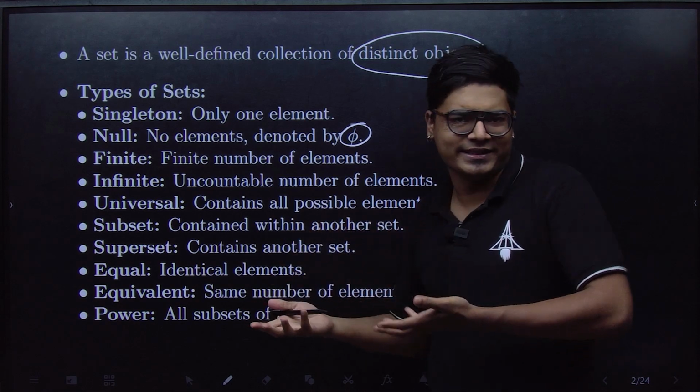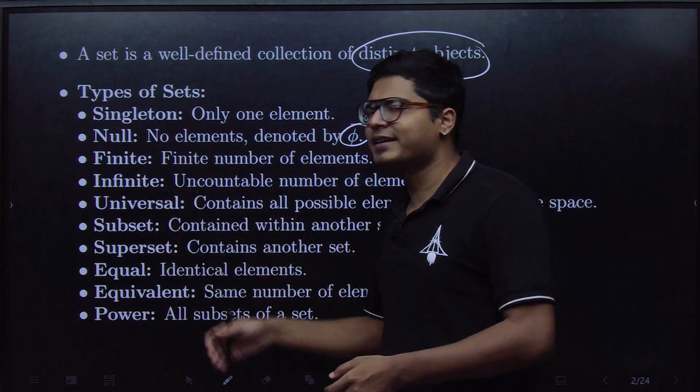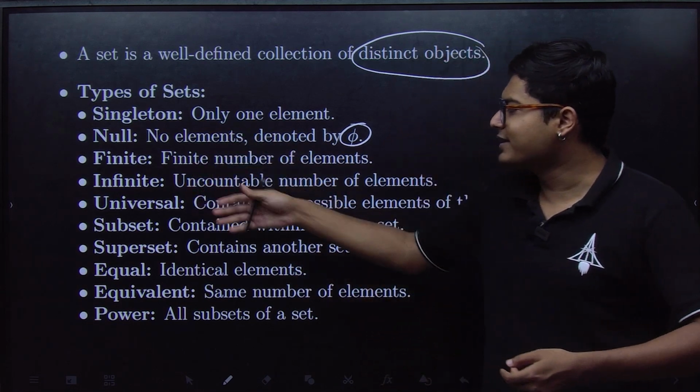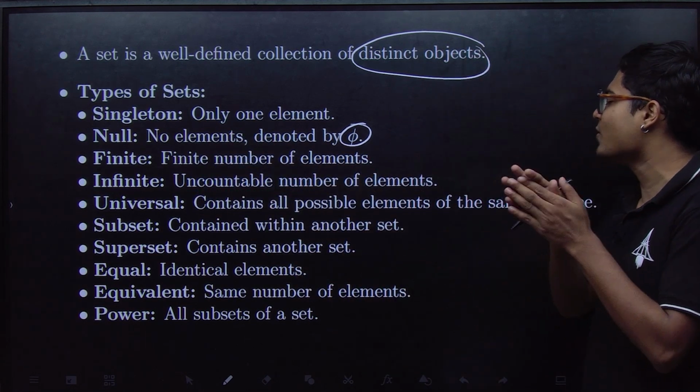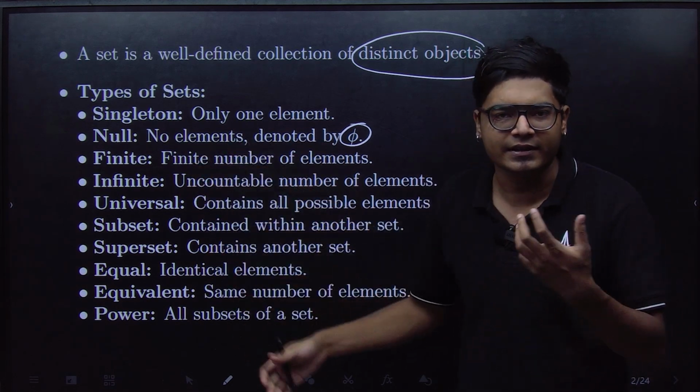Finite sets, obviously, if the number of elements in a particular set is finite, then we'll call it a finite set, right? Infinite set is a set which contains an infinite number of elements, as the name suggests, okay? Universal set is the set that contains all possible elements of the sample space, right? Depending on what you're working with, your universal set will differ, right?